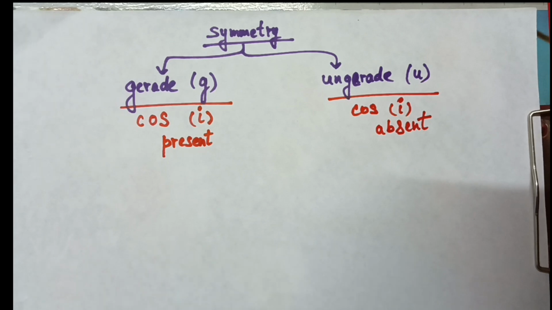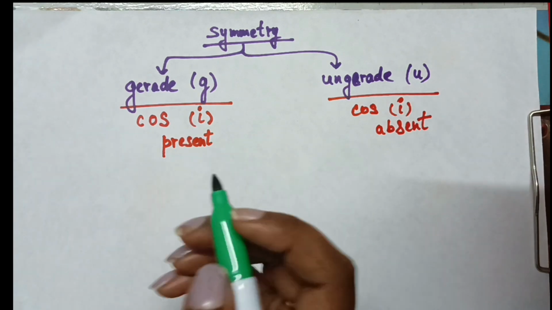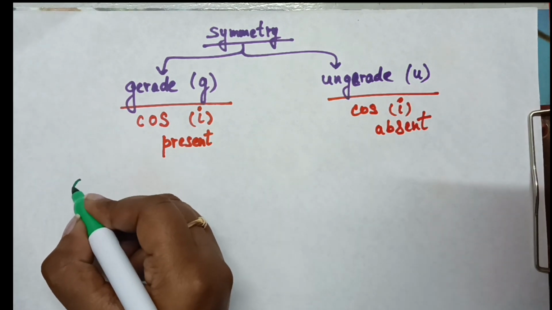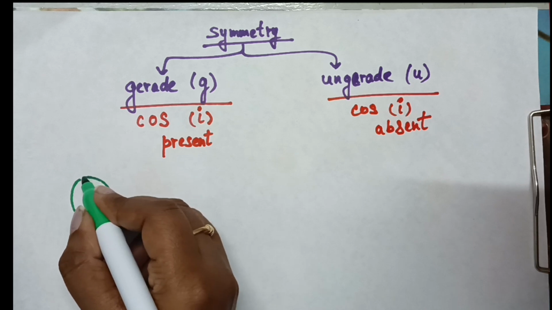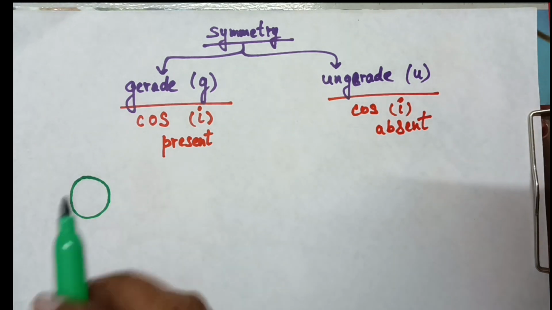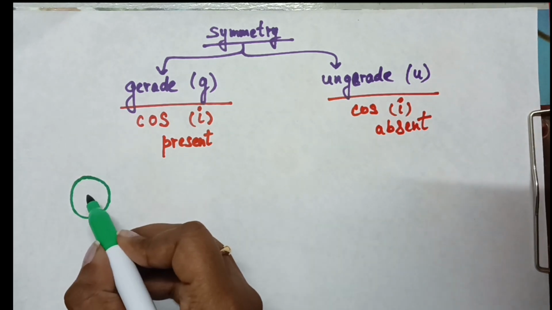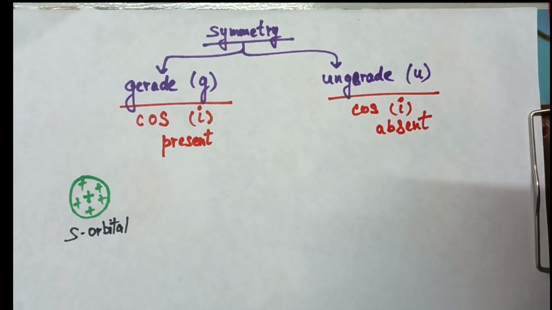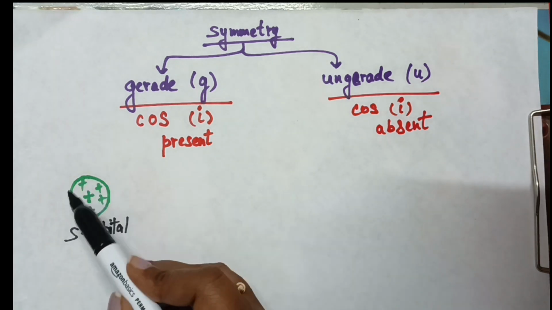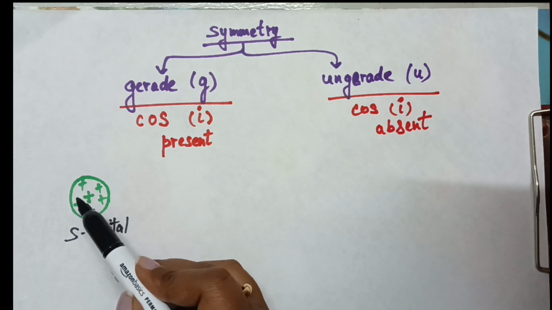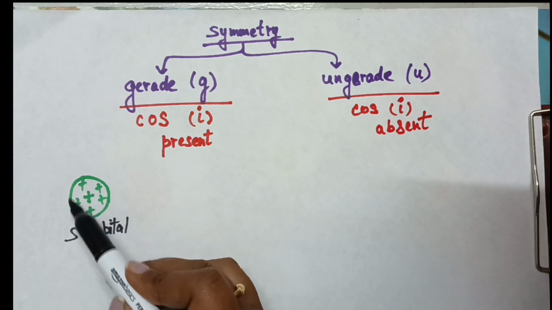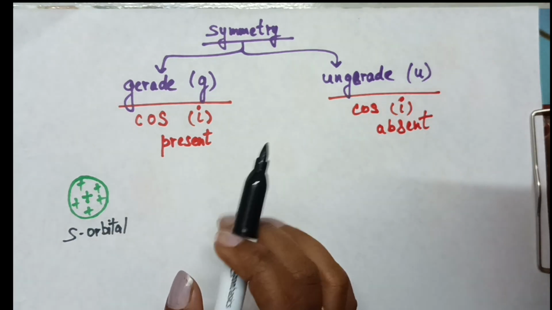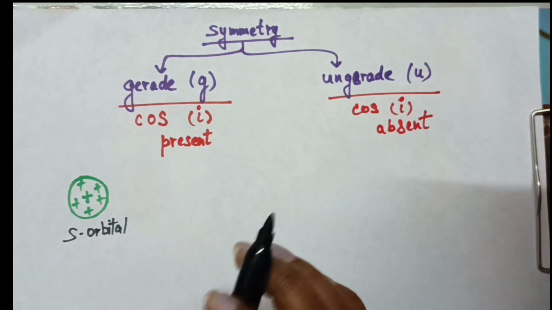Now let's understand this with the help of an example. Suppose we take an s orbital. We know how an s orbital looks. It is spherical in shape. So now we have this s orbital, and we have these positive signs all over the sphere.